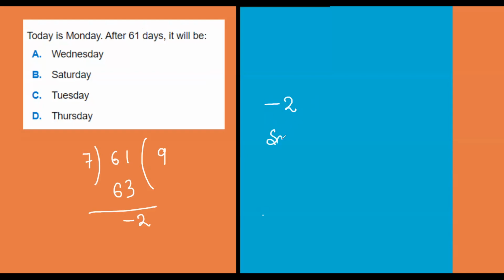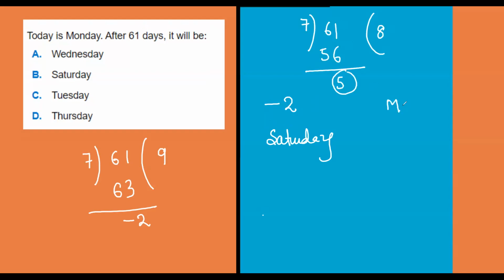So Saturday. Or if you don't want to do it with a negative remainder, you can just do 8 times 7, 56. So the remainder is 5. So Monday plus 5 is Tuesday, Wednesday, Thursday, Friday, Saturday. So that also you get Saturday. So either way, whichever you like.